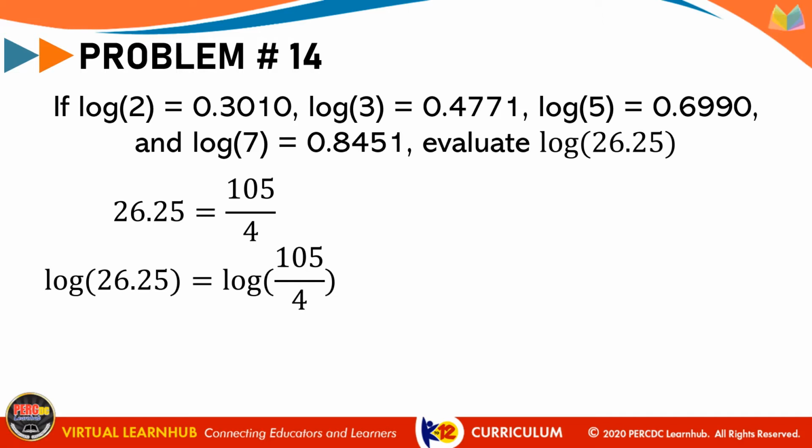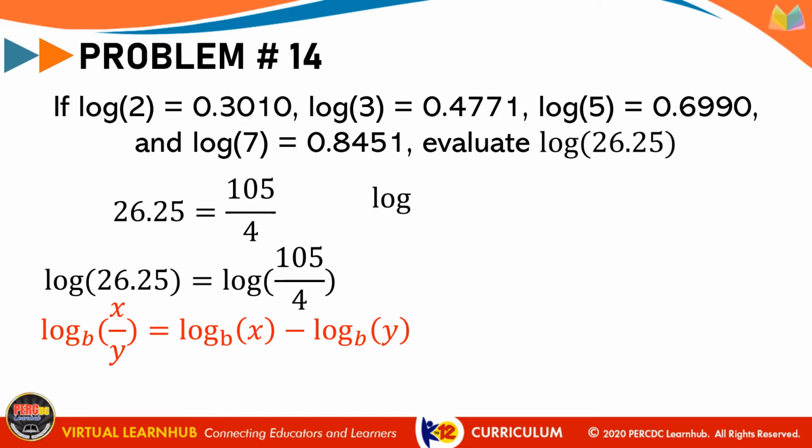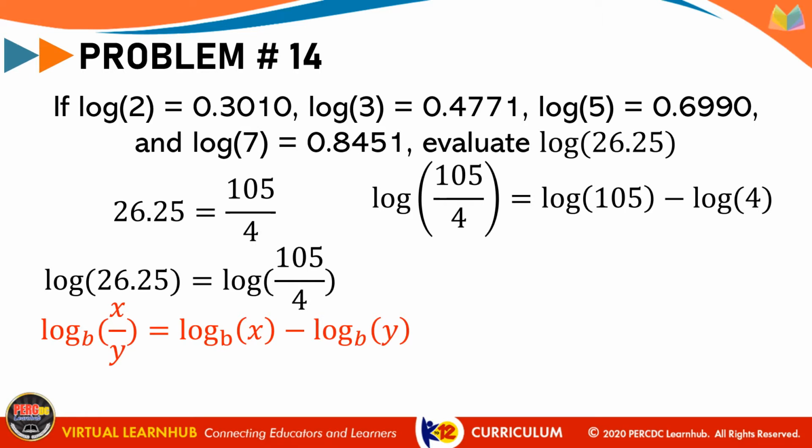From our property of logarithm, if we have a logarithm of a fraction, that is equal to the logarithm of the numerator minus the logarithm of the denominator. Or in other words, log of x over y to the base b equals log of x to the base b minus log of y to the base b, giving us log of 105/4 equals log of 105 minus log of 4. But we can express 105 as the product of 3, 5, and 7, and 4 equals 2 squared or 2 times 2.